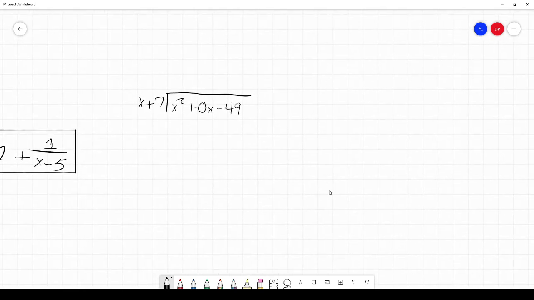Alright, so note our original problem, remember, it looked like this. X squared, whoops, not plus, minus 49 divided by x plus 7. So when we are going to divide this out long ways, notice for our dividend, notice there's no x term. It goes from x to the second to a constant. There's no x to the first. So this is a tricky problem because if you do not put in this plus 0x, you're probably going to forget that that is even there.